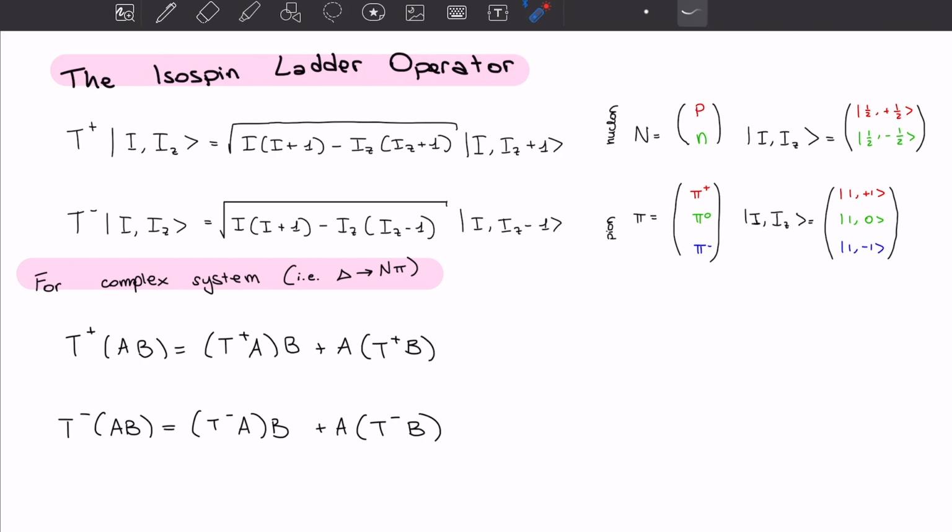So each particle will have different projections. For example, pions have three different projections: pion plus, pion 0 and pion minus. The one with the positive charge will also have the highest projection out of all of the projections, and the one with minus charge will have the lowest projection, so in this case -1. So they're very easy to differentiate and remember the projections.